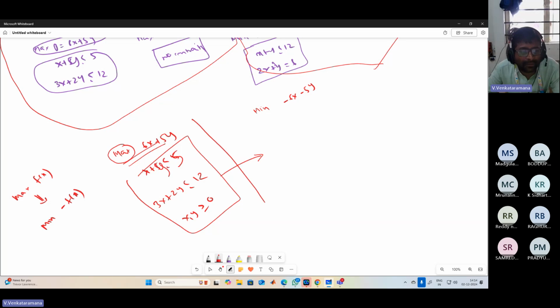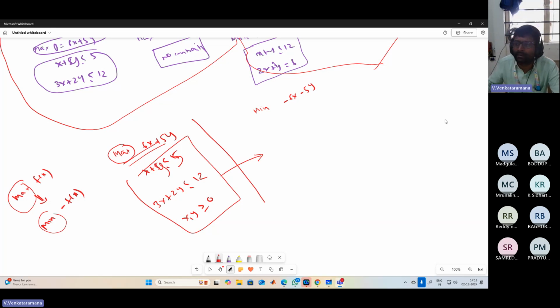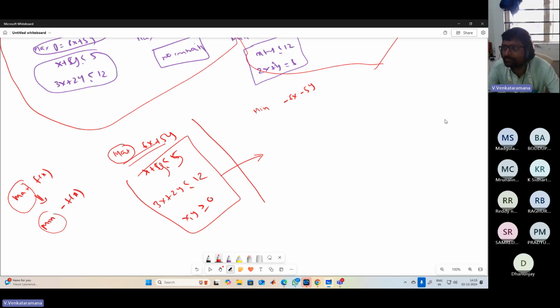Why, sir, can't we use maximize only? Why are we converting into minimize? Because in Python and MATLAB, the library available is called linprog, the linprog method, and it is used to solve the minimization problem. That's why I'm converting our maximization problem into a minimization problem, simply by multiplying our objective function with the negative sign. Hope you understand. Okay.